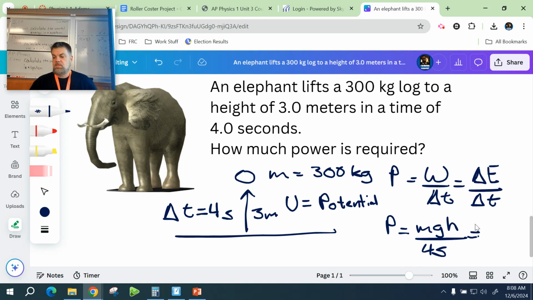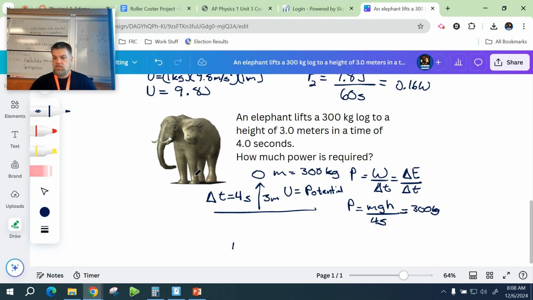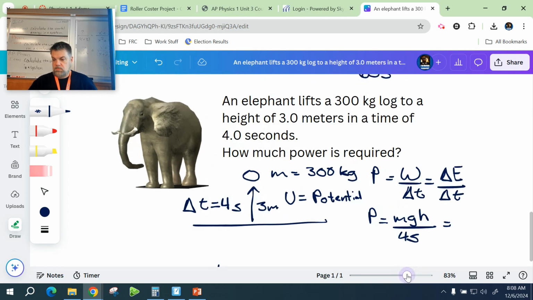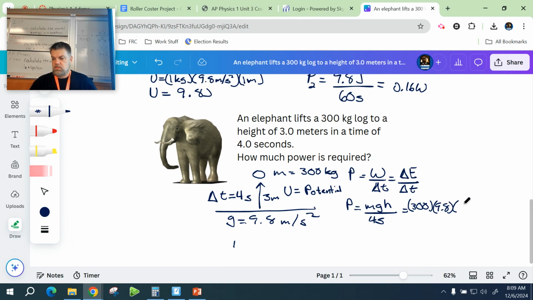So then we're going to come over here and we'll say the mass, which is 300 kilograms, times the acceleration due to gravity. G is 9.8 meters per second squared, times the height, which is 3 meters, right? All over 4 seconds.